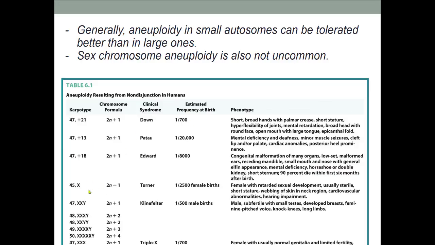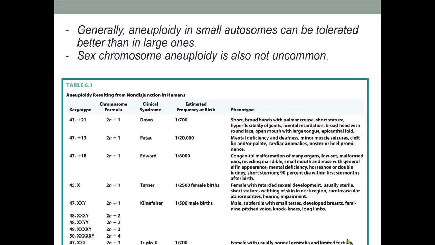However, when we talk about sex chromosomes, it seems like the sky's the limit. You can see at the bottom down here, there are all sorts of bizarre non-disjunction events that can lead to all kinds of weird chromosomal arrangements in the sex chromosomes. The one at the bottom, the triple X syndrome, is having that trisomy in the X chromosome, so 47,XXX. That's got about the same frequency as Down's.